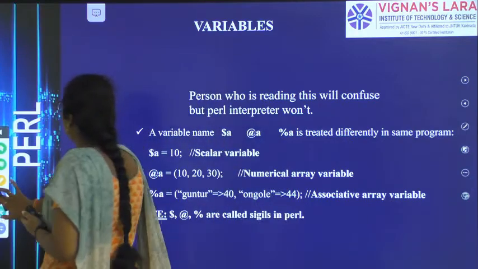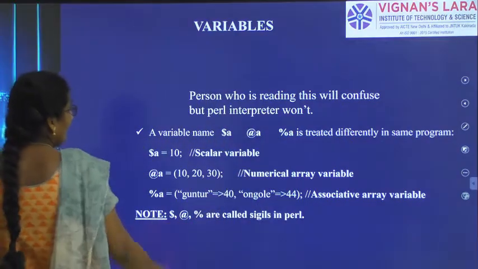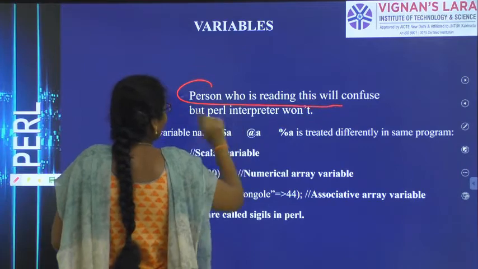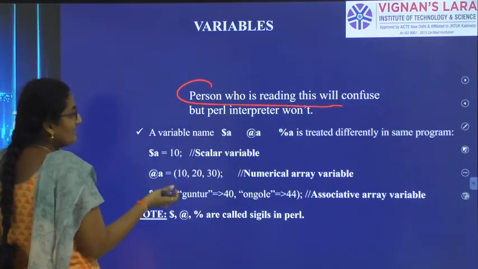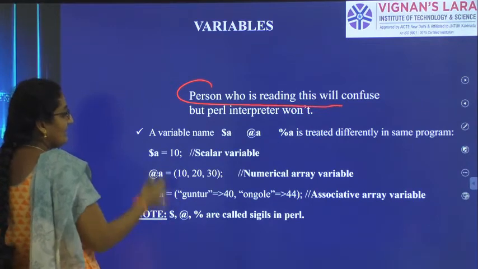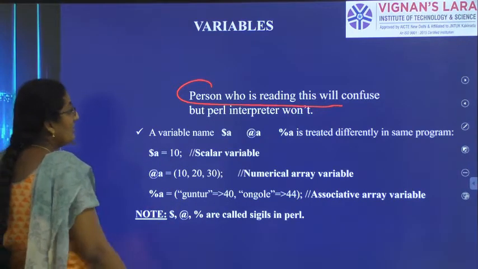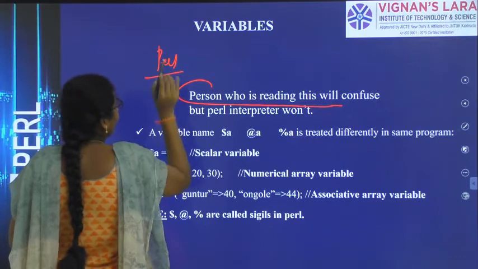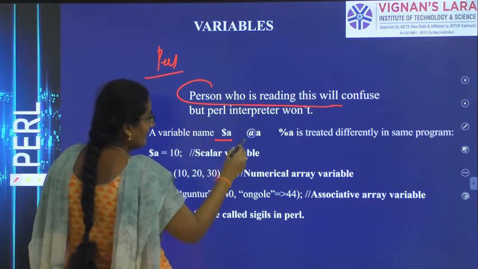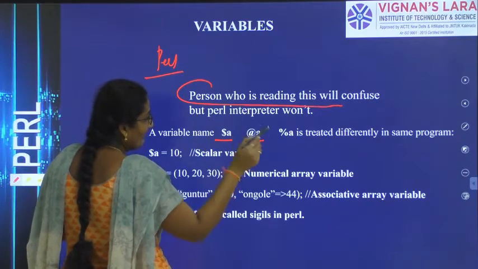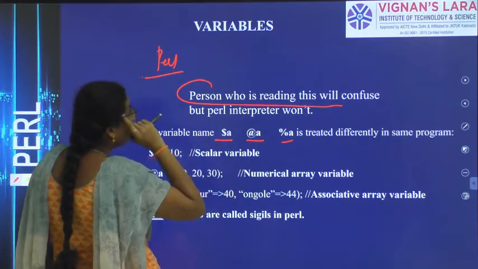See, anybody may confuse but system will not confuse. The person who is reading this or the person who is writing this can confuse, but the Perl interpreter will not confuse. See here, $A is a scalar variable, @A is an array variable, percentile A is hash variable.